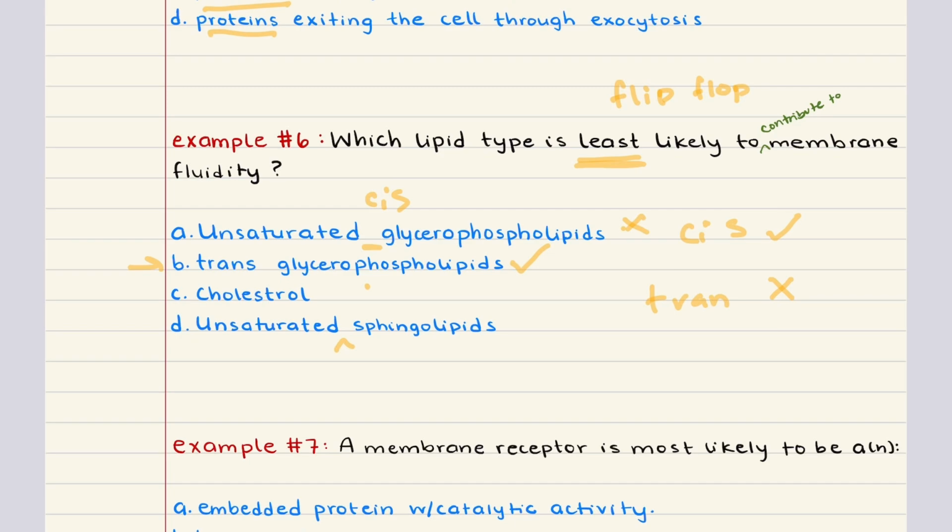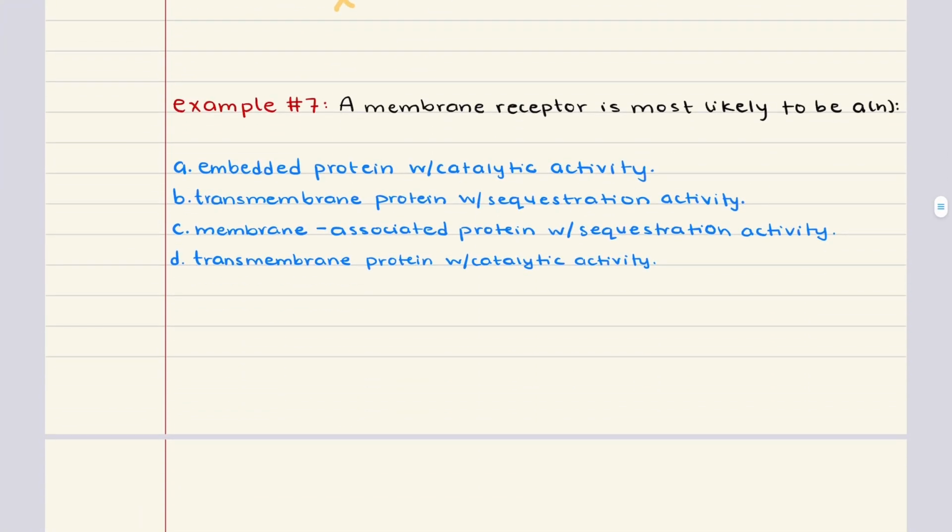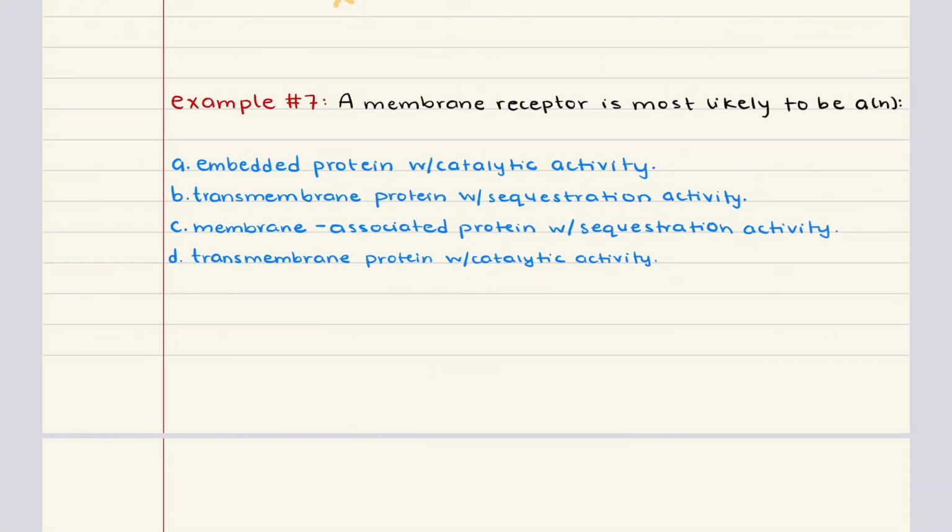So the correct answer is going to be B, trans glycerophospholipids, because their structure most reduces membrane fluidity. Let's move on to problem 7. Problem 7 says a membrane receptor is most likely to be a blank. A says embedded protein with catalytic activity. B says transmembrane protein with sequestration activity. C says membrane-associated protein with sequestration activity. And D says transmembrane protein with catalytic activity.